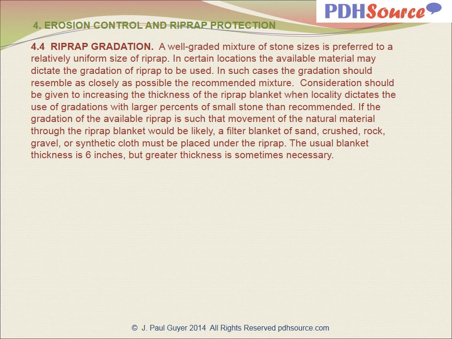If the gradation of the available riprap is such that a movement of the natural material through the riprap blanket would be likely, a filter blanket of sand, crushed rock, gravel, or synthetic cloth must be placed under the riprap. The usual blanket thickness is 6 inches, but greater thickness is sometimes necessary.